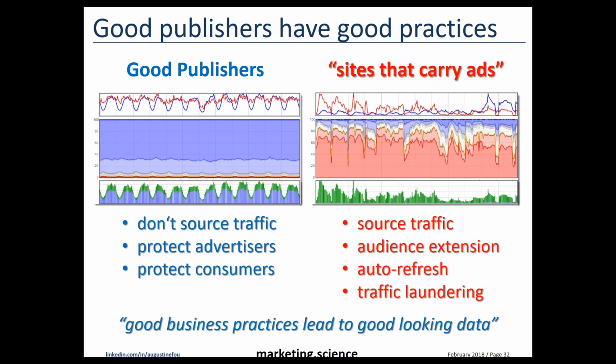And then furthermore, the good publishers are the ones that have good business practices. What do I mean by good business practices? On the left-hand side, you'll see good publishers. They don't source traffic. They take steps to protect their advertisers and their consumers. Whereas on the right-hand side, these sites that carry ads do everything they can to increase their own ad revenue, whether it's scrupulous or not. They buy the traffic, they do audience extension, they auto refresh the pages, they auto refresh the ad impressions, and so on and so forth. So this is what I mean by good publishers having good business practices.